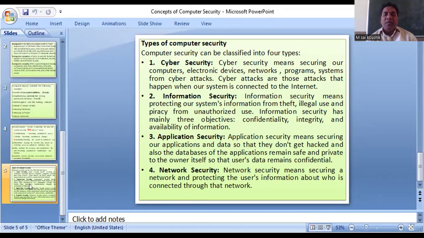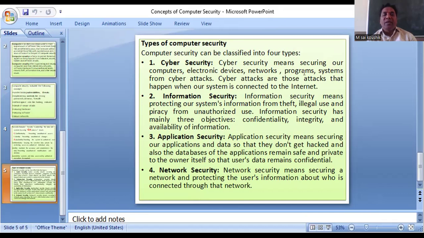Number 1, cyber security. Number 2, information security. Number 3, application security. And number 4 is network security. Based on these 4 types, we can identify that the particular word is security. How is it possible to provide the security? So I am simply writing here, cyber security.